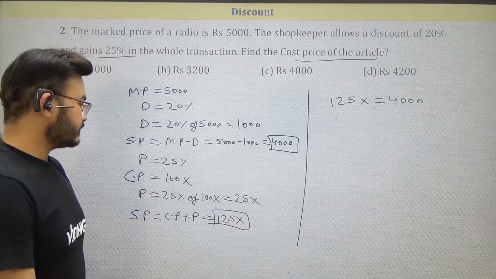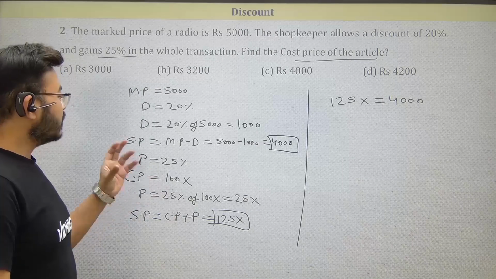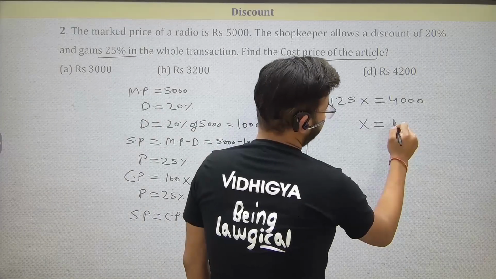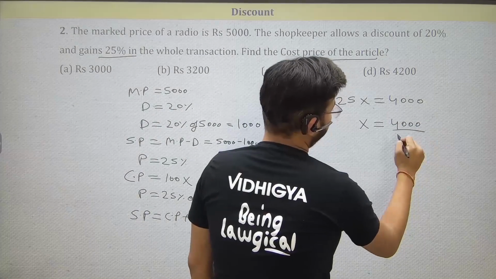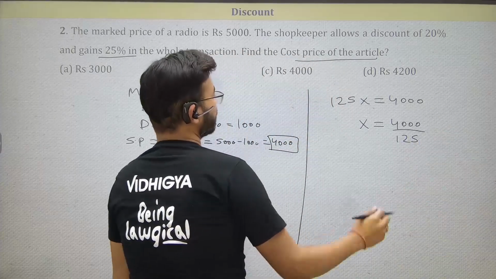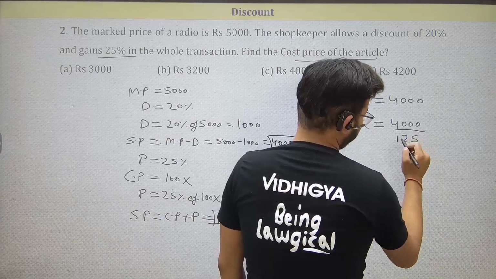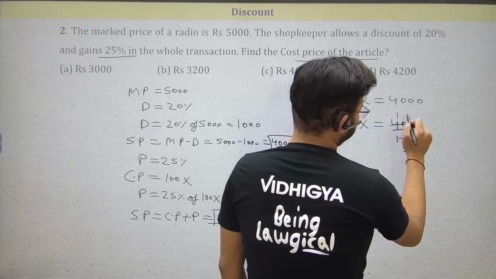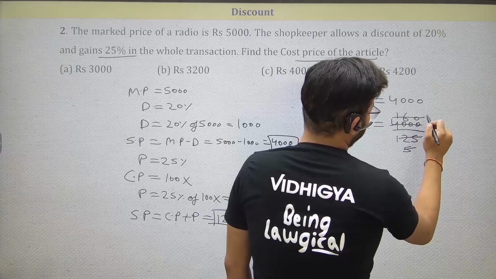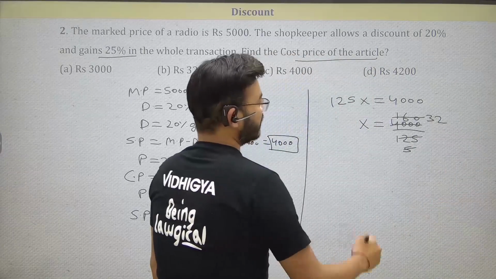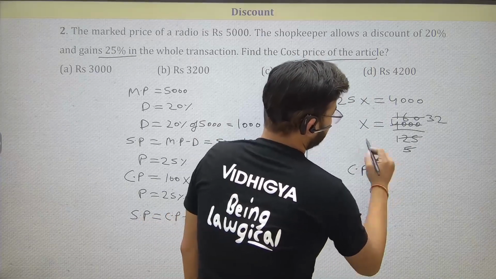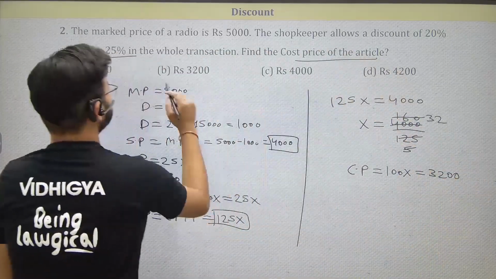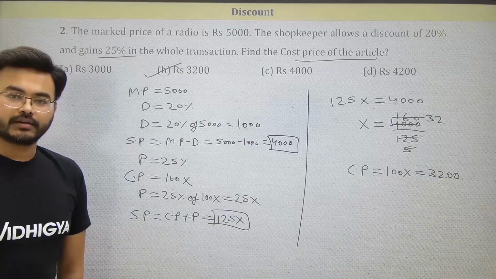Okay. So we need to find the cost price, which is 100x. So simply we can find the value of x from here. So it becomes 4,000 by 125. If you do the calculation, 25 5s are 25, 1s are 25. So this value will come out to be 32. So the cost price becomes 100 times x, so that will become 3,200. So the cost price will be 3,200. Okay.